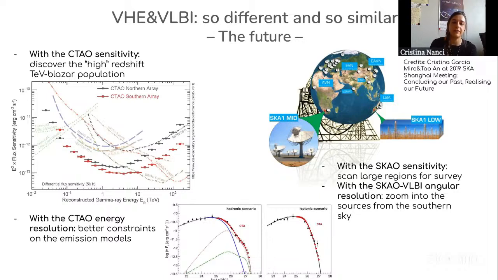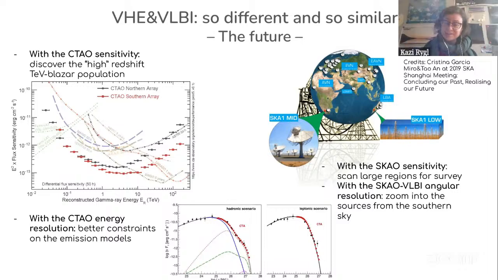So we don't need extremely simultaneous observations. We can have some delay between the two energy bands. For blazars, the variability timescales in the radio band are of the order of weeks, but also months. So we have some time to do the observations after the very high energy activity.